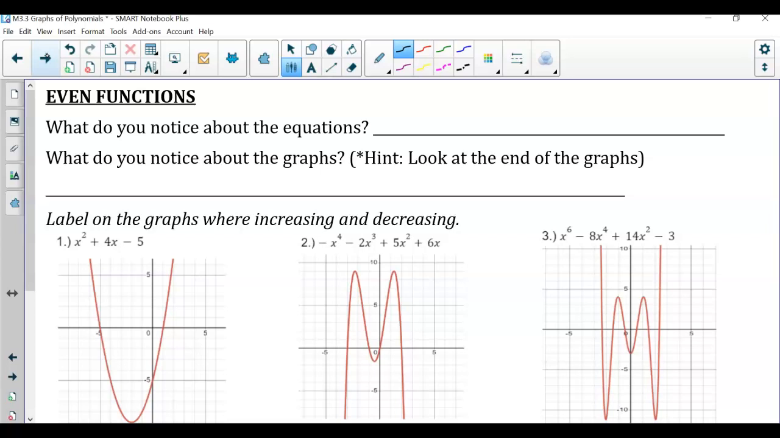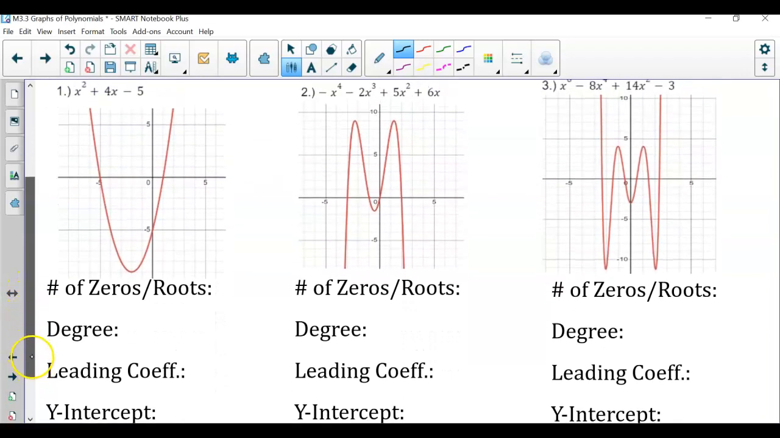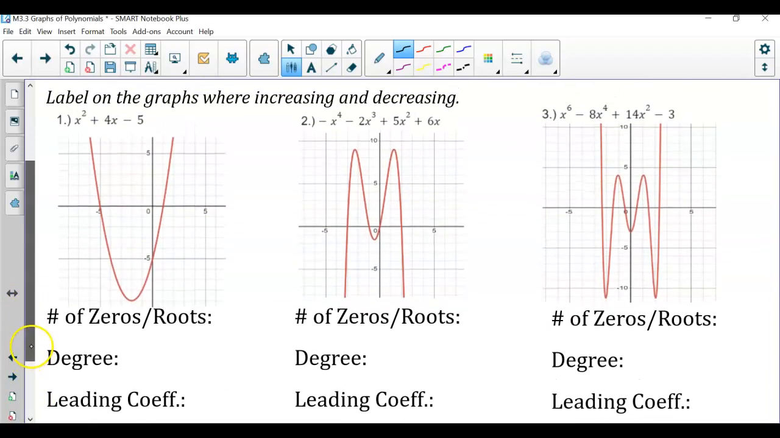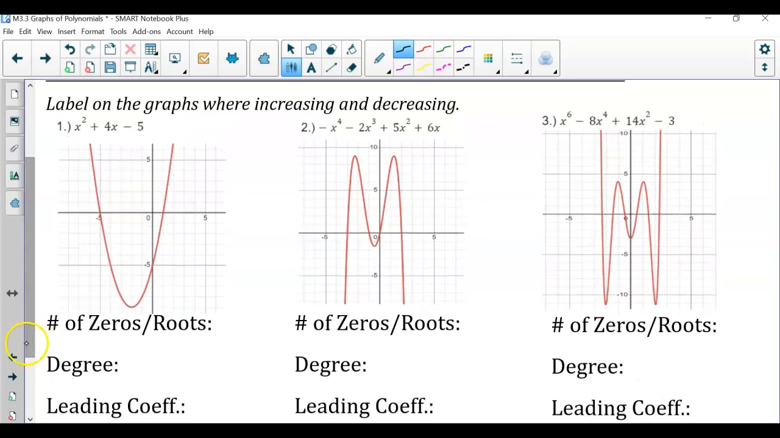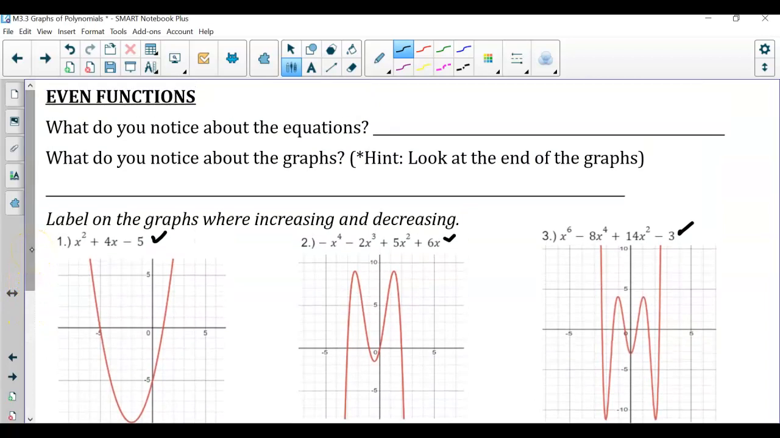So here are the graphs and equations of what we call even functions. We're going to have even and odd functions. In these graphs and equations, what do you notice at least about the equations? The first one is x squared plus 4x minus 5. Here's the second equation, and here's the third equation. What do they all have in common?